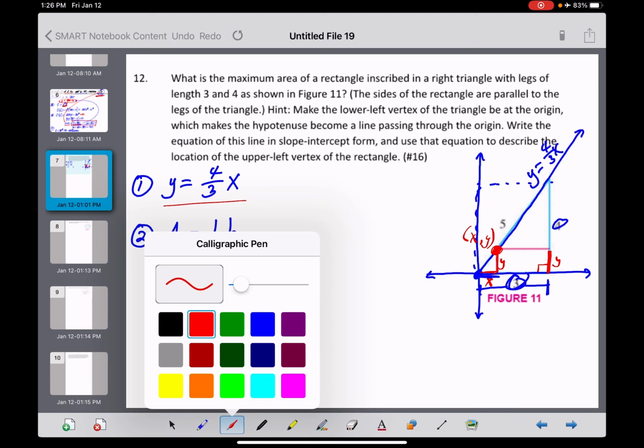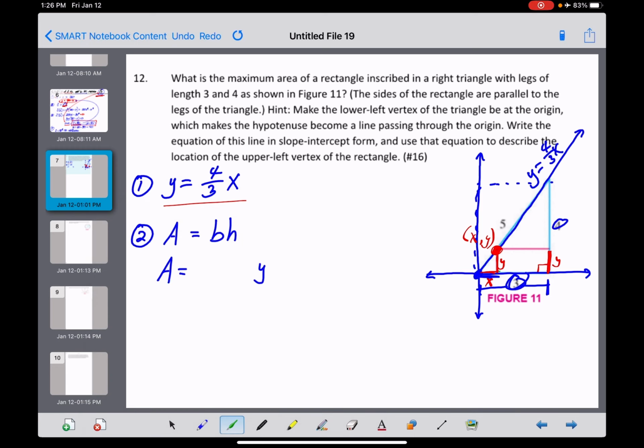So, let me switch colors on you guys here. If we needed to know the length of the base of that rectangle, it's going to be the whole quantity 3 minus this little piece on the right. So 3 minus x is going to give us the base of that rectangle there. So that's really the tricky part of this problem right here, guys. It's 3 minus x.